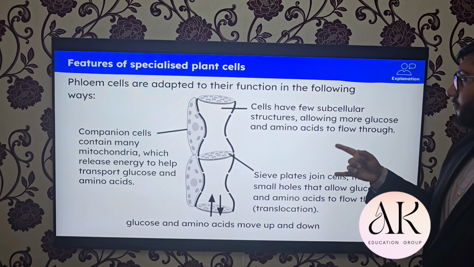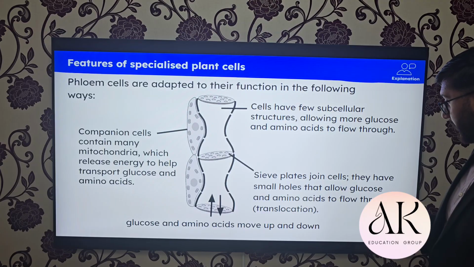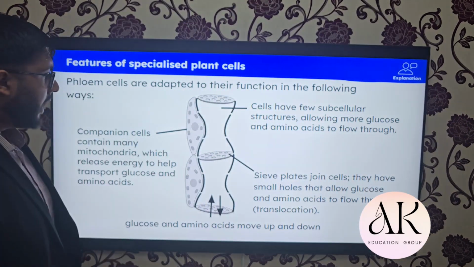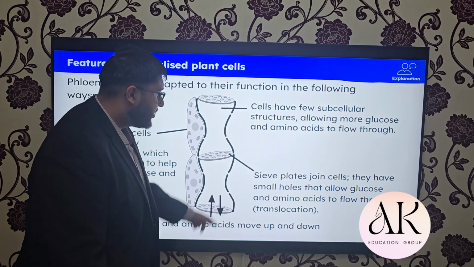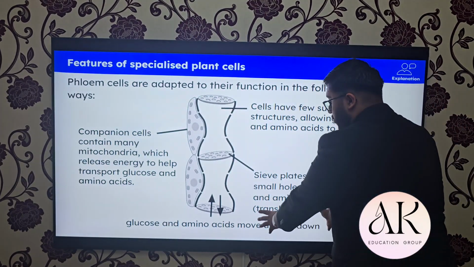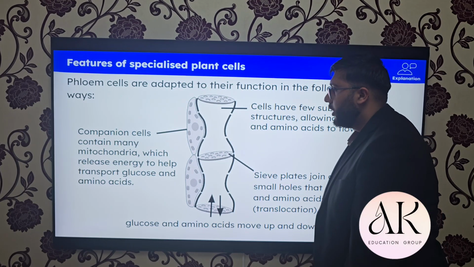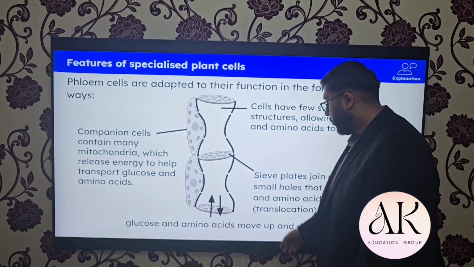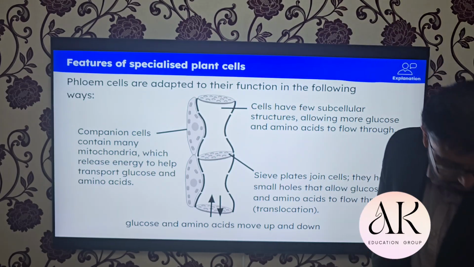But the phloem cells have something different, sieve plates. Now the sieve plates, they essentially help to join the cells, okay, and they have these small holes just here between them, which allow the glucose and the amino acids to pass through. This process is called translocation. Now you cover this in more detail in A-level biology, but we'll touch briefly on it within the lectures as we come through the different topics, and we'll look at a little bit of translocation, but it's quite heavily studied in A-level biology.